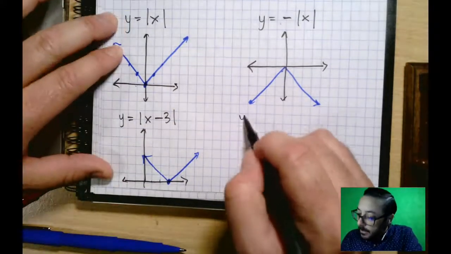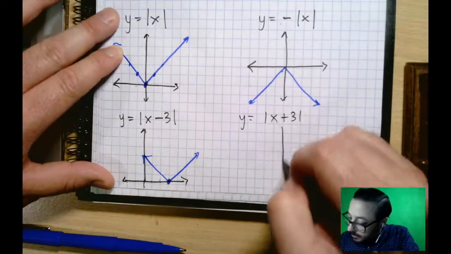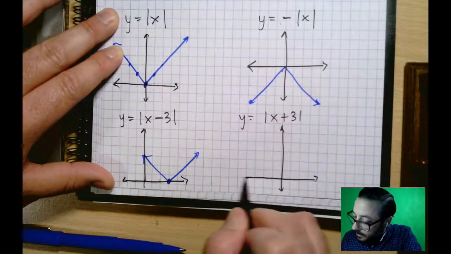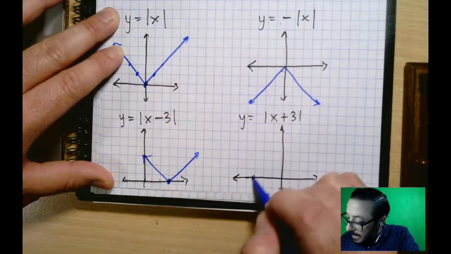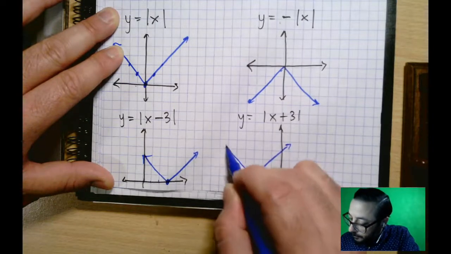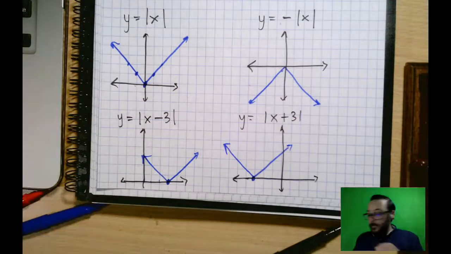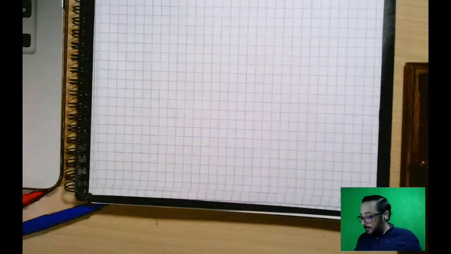How about we go to the left, the absolute value of x plus 3? That's just a translation to the left 3 units. It's plus 3, so that means we go to the left. Everything else is the same. Few more here.